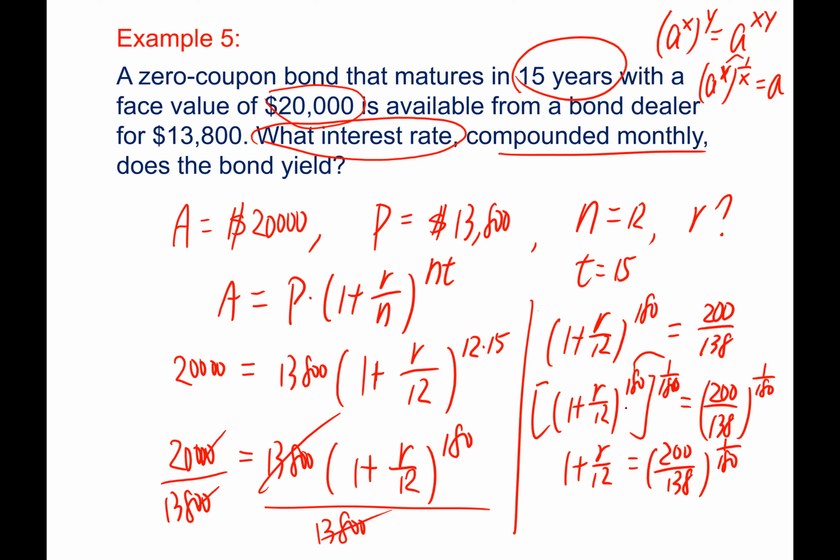And here, in order to get R by itself, subtract 1 from both sides of the equation and multiply by 12 on both sides of the equation. So R is equal to the square bracket 200 over 138 raised to 1 over 180 power, minus 1, and multiply by 12. Okay. And that's how you end up with the rate. I will put a rate on top. So approximately equal to this. So let's see what that number is.